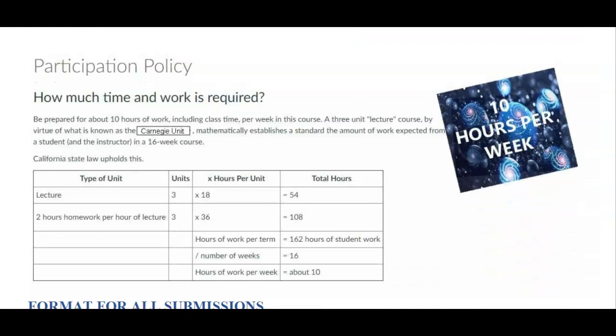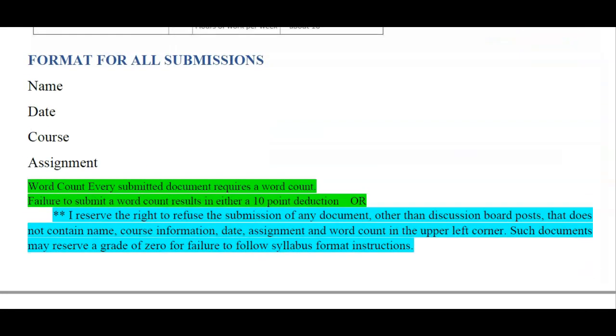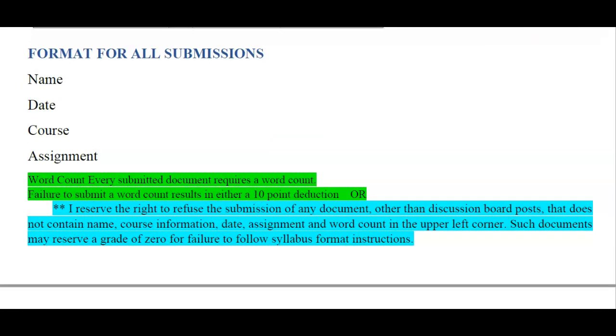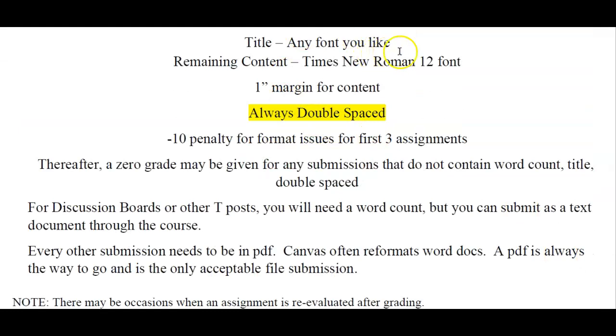And then the participation policy, this is the Carnegie unit by which the school operates. This is the format for all submissions. This does not include discussion boards, and it does not include text entries. There are a few of those in the course, but each assignment, no matter what it is, requires a title in any font you like. The remaining content is Times New Roman 12 font, 1-inch margins, and it's always double-spaced.